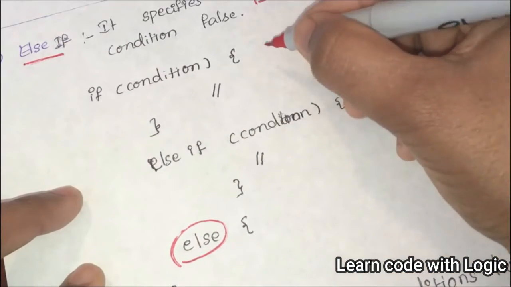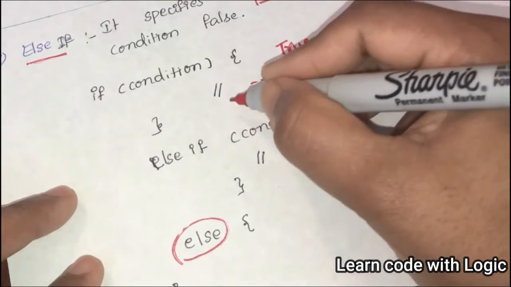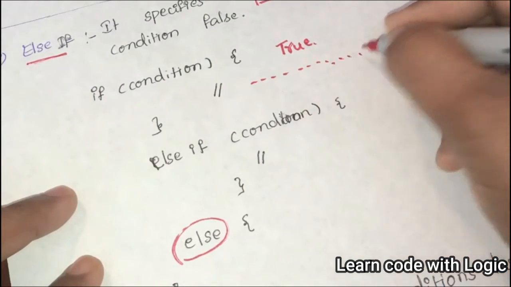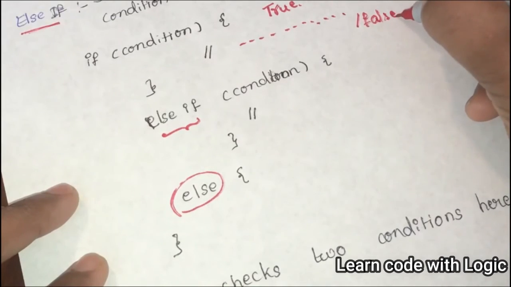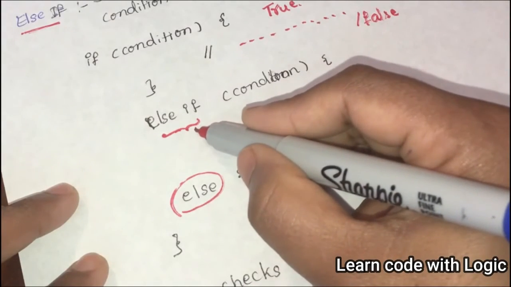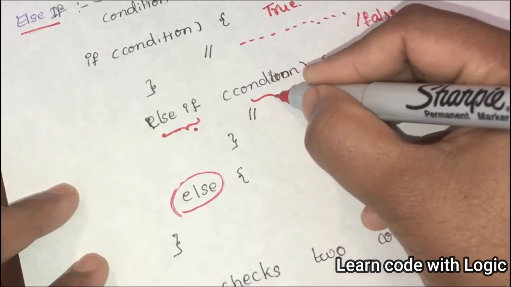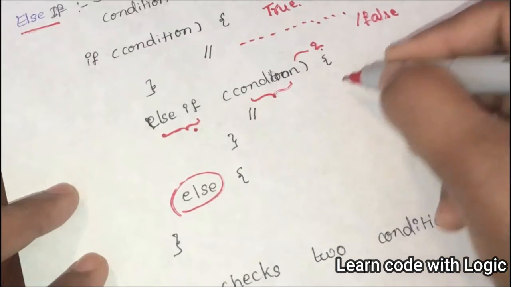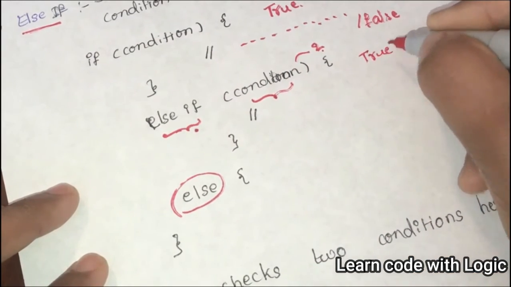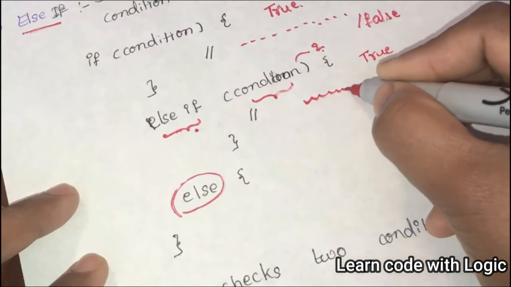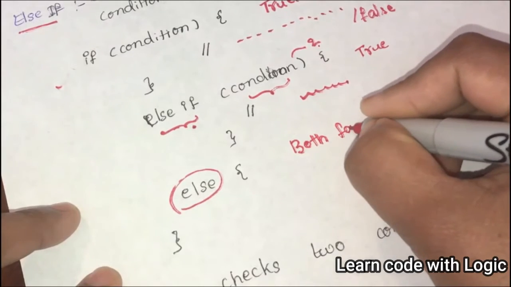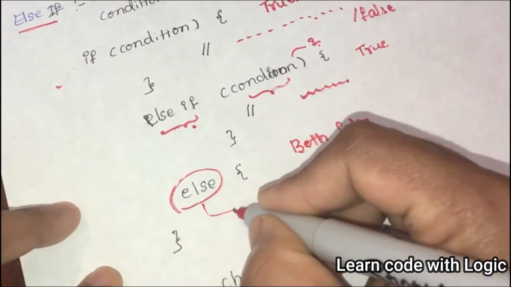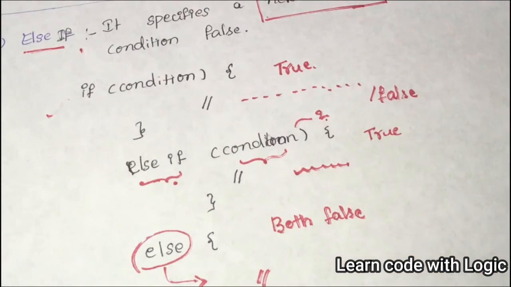This is the hierarchy. If the condition is true, then it will execute this part. If this is false, then immediately else if comes into the picture. Then it also checks the condition. If this condition is true, then the system executes this one. If both conditions are false, then the system executes else. We can also have more else if conditions here.